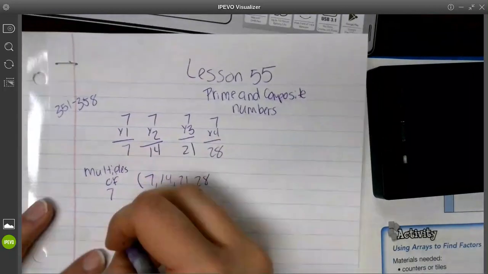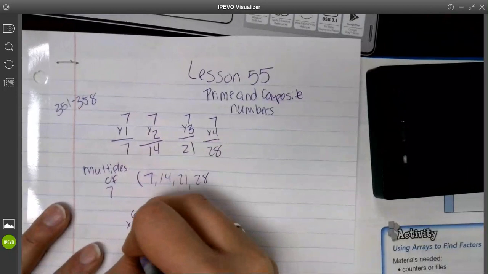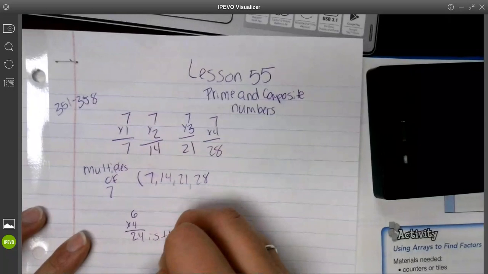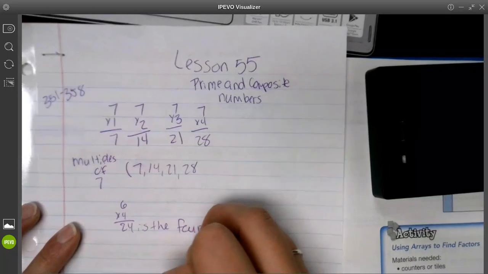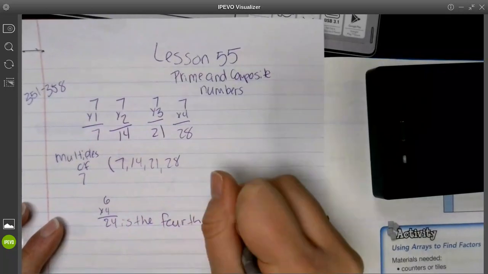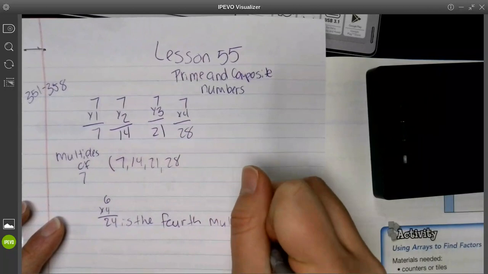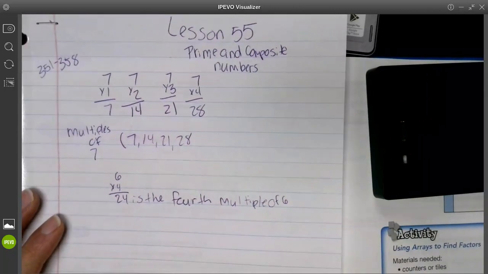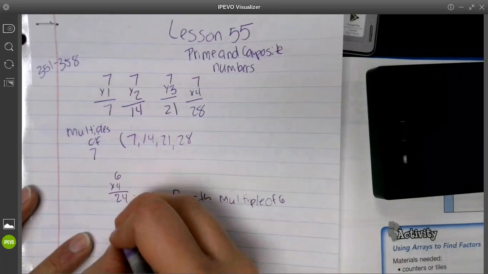What is the fourth multiple of 6? Okay. Here's a fun way to do that. All you do is 6 times 4. So 24 is the fourth multiple of 6. Beautiful.